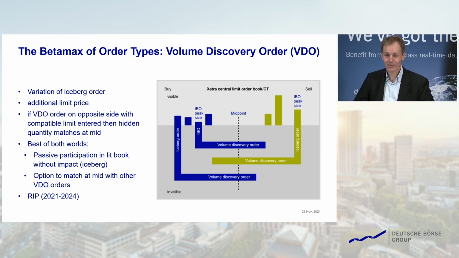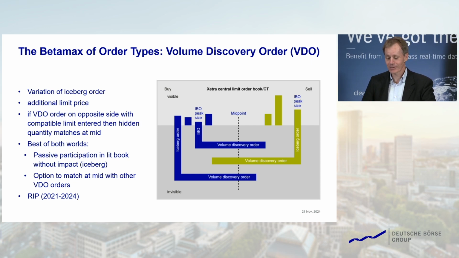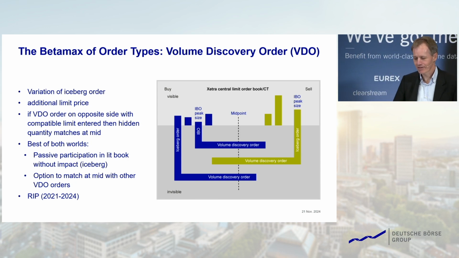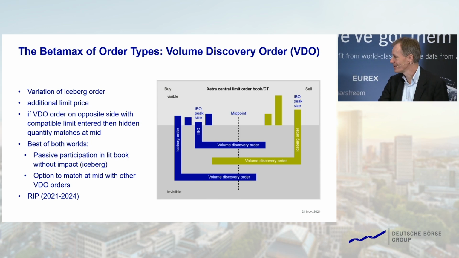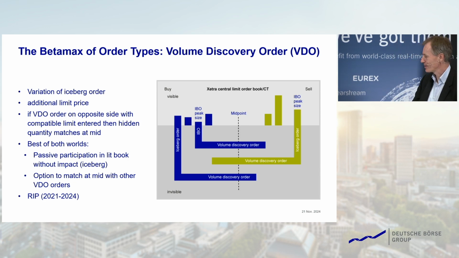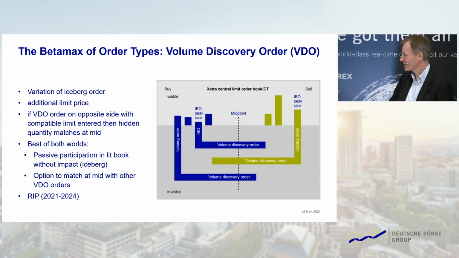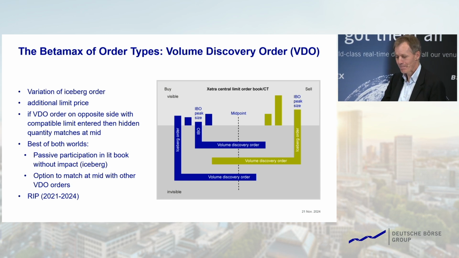So it was kind of the best of both worlds. You had an iceberg order in the lit book, so you would profit from the liquidity and the volume trading in the normal book. Plus, opportunistically, if there was volume on the opposite side willing to trade at the mid, you would. But Betamax, for some reason, it just didn't happen, and so it was discontinued, I believe, earlier this year. But since it didn't catch on, the exact date also kind of doesn't matter.